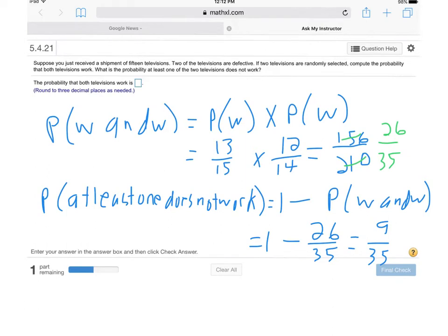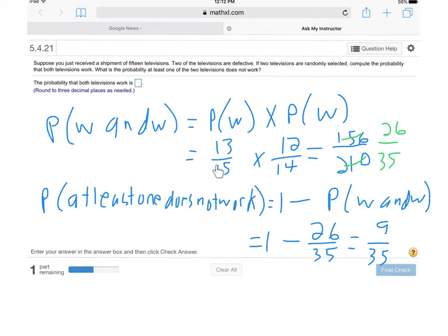And so the probability of work: the first one works and the second one works. So I just said probability W and W. Well, the rule is that's the probability the first one works times the probability the second works. So 13 out of 15 of them work. There's two defective. So you're assuming that you got one out that works.